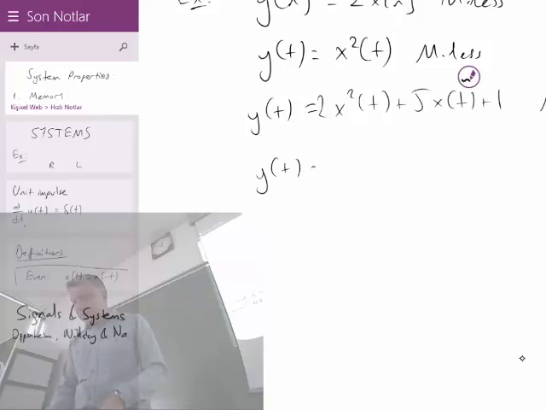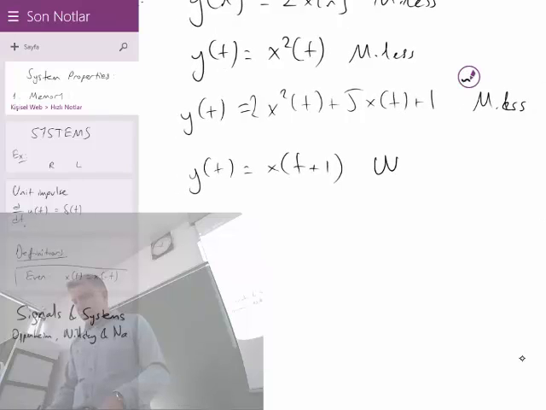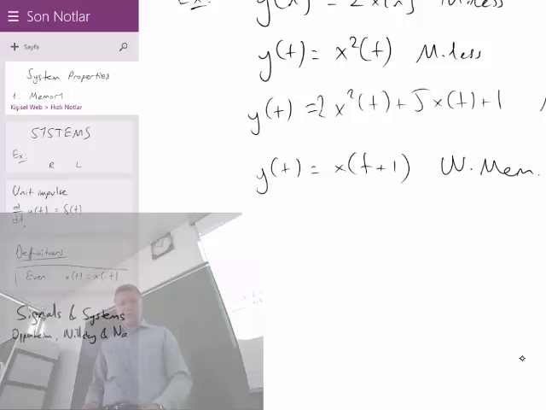And then y of t is equal to x of t plus 1. As you see, the output requires the knowledge of a future sample of the input. So this one is with memory. Okay, that's what you have to say.